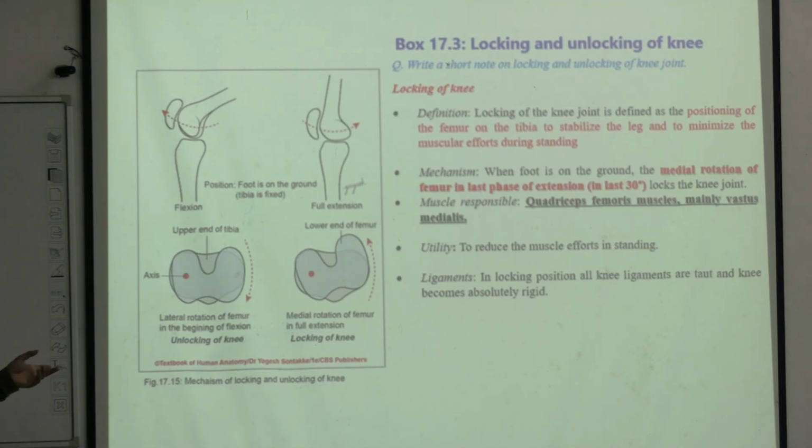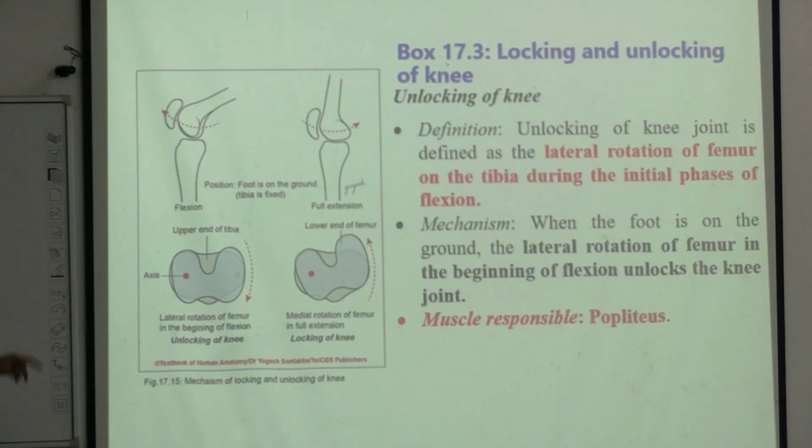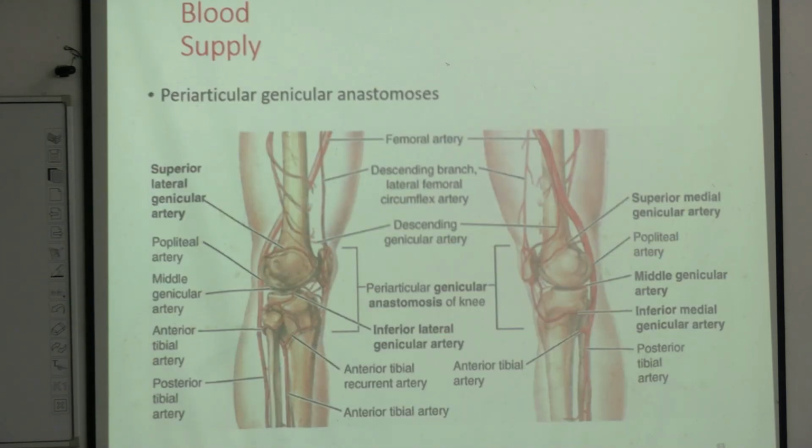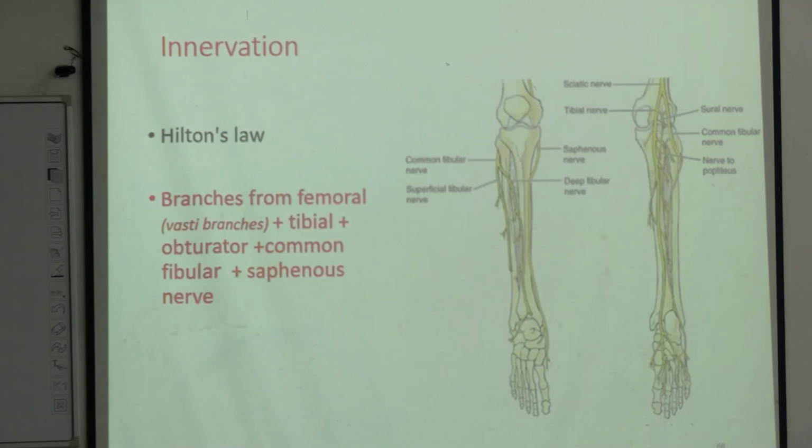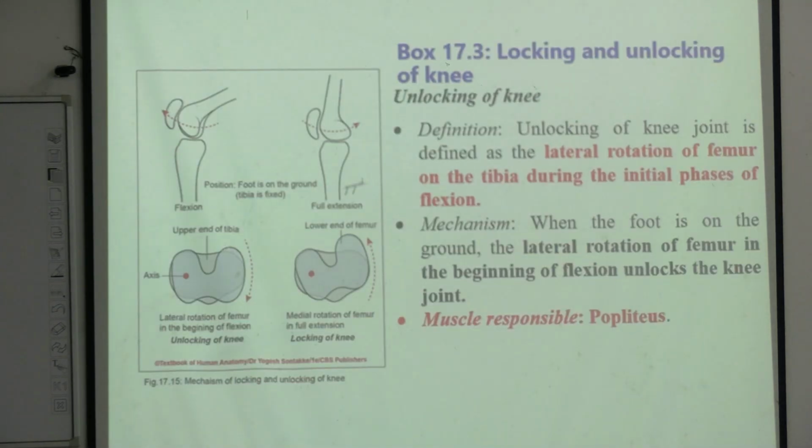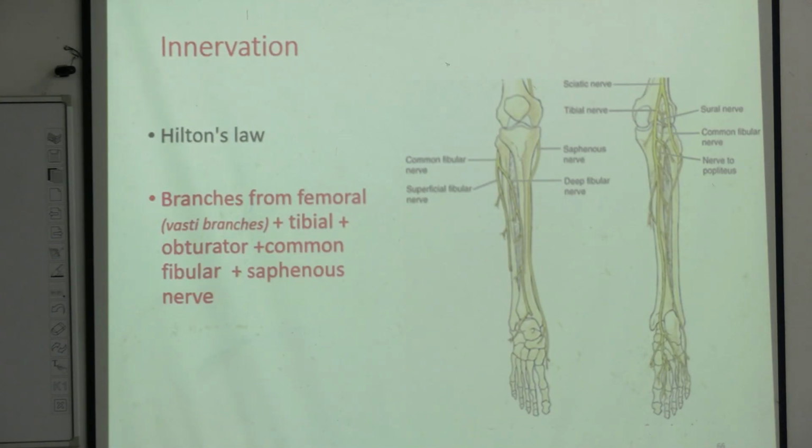What are we achieving with this locking? We are achieving reduced muscle effort during standing posture, since the knee is locked while you are standing. With unlocking, we achieve the mobile phase of the knee joint. Whenever we start from the standing posture, we have to unlock it, then we can walk. So, these are the two things we have to keep in mind. Coming from this locking and unlocking of the knee joint, the last thing you have to keep in mind is regarding its innervation.